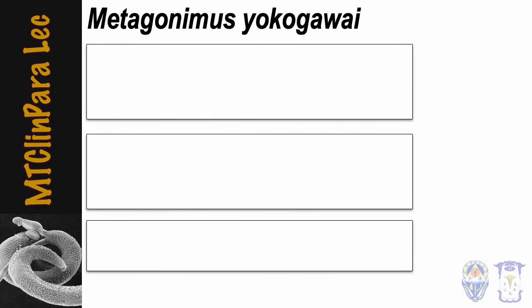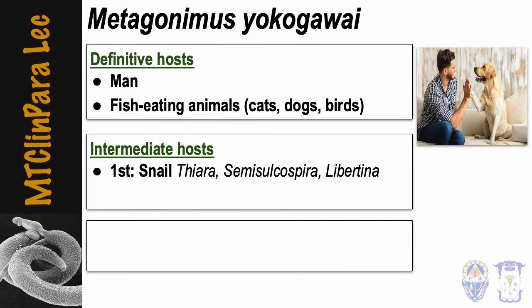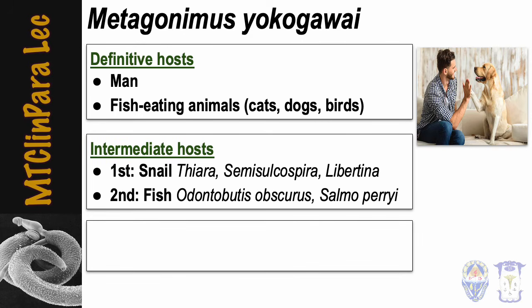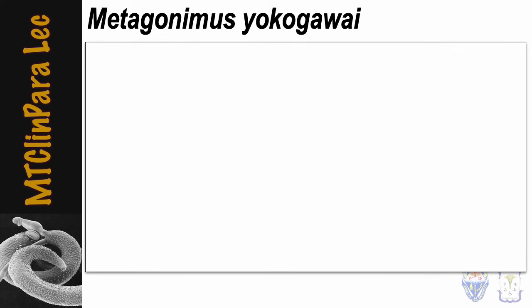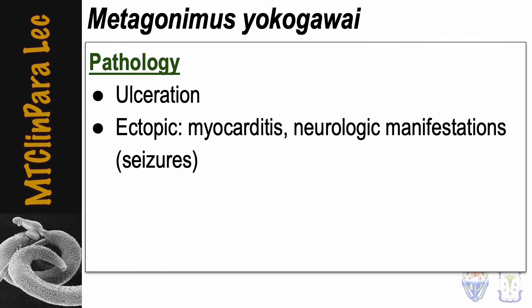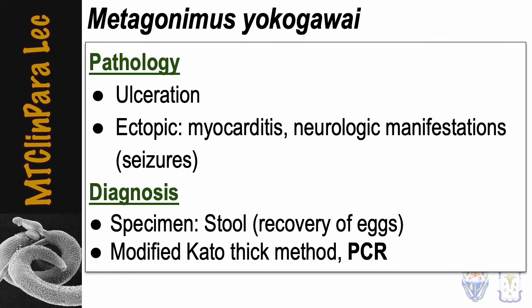For the life cycle, it is very similar to Heterophyes, so it requires humans and other fish-eating animals as their definitive hosts. For the intermediate hosts, the first is still snail, and the second one is fish. The mode of transmission is through ingestion of undercooked fish infected with metacercaria. For the pathology, this is similar to Heterophyes species. So there is ulceration and ectopic granuloma formation around the heart and brain. For the diagnosis, stool is still the specimen of choice, and the modified Katz method is the definitive method, while PCR is the diagnostic method.